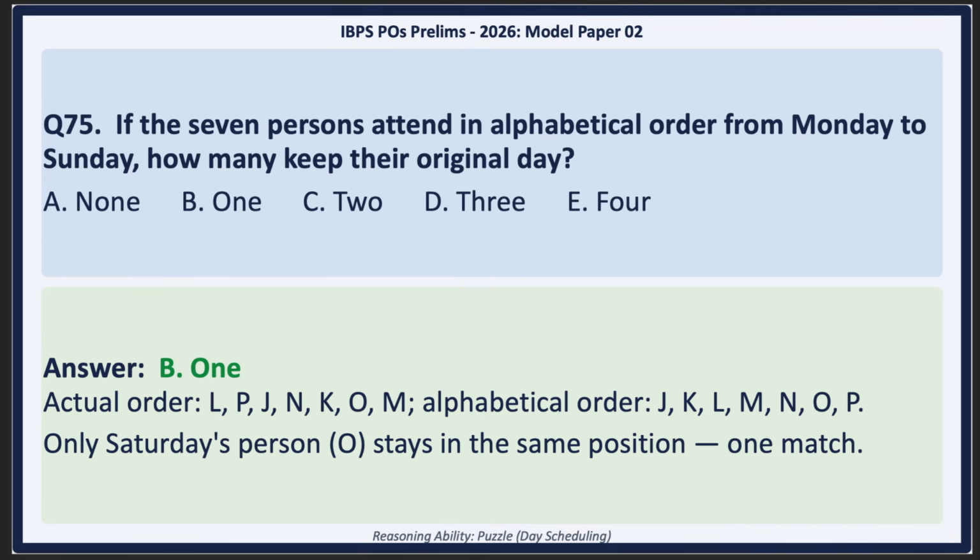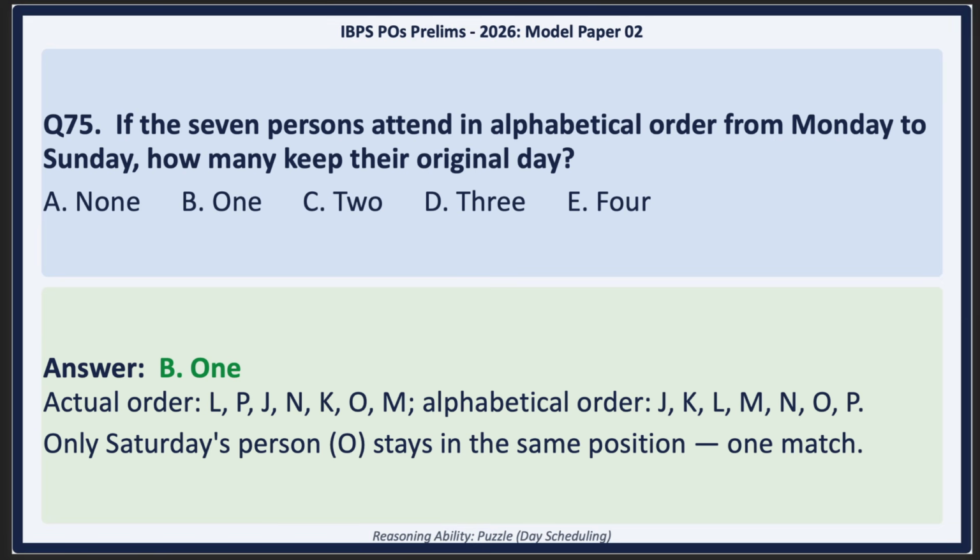It asks, if these 7 people attend in strict alphabetical order from Monday to Sunday, how many keep their original day? And this one feels so incredibly taxing on the brain compared to all the others. It really does. Why is that? Well, because it forces a working memory overload. You are asking your brain to hold the actual chronological schedule L, P, J, N, K, O, M, while simultaneously generating and overlaying a brand new alphabetical sequence. Oh, right. You have to overlay J, K, L, M, N, O, P. Exactly. It is like trying to hold 2 different phone numbers in your head and compare them digit by digit.